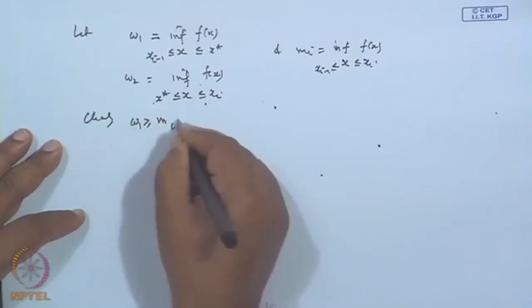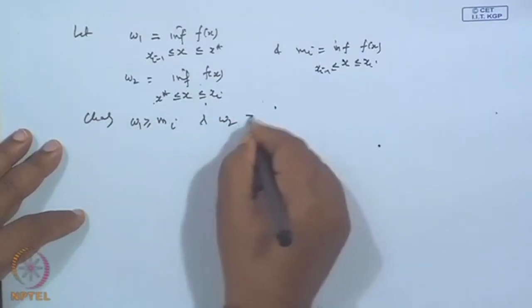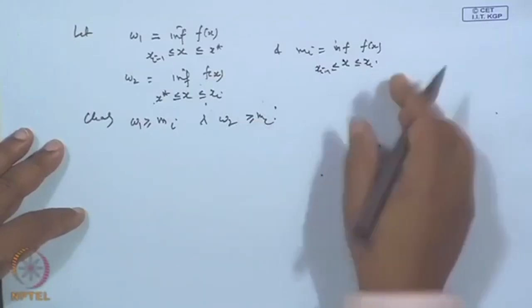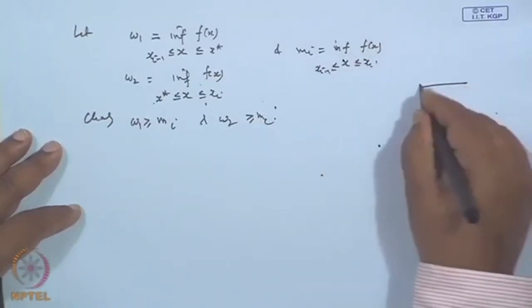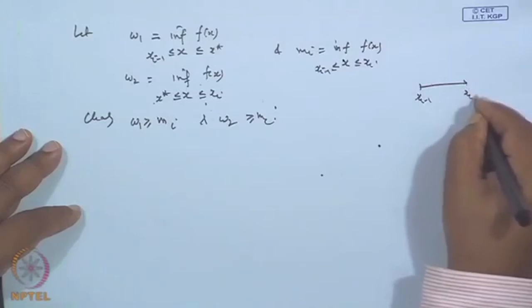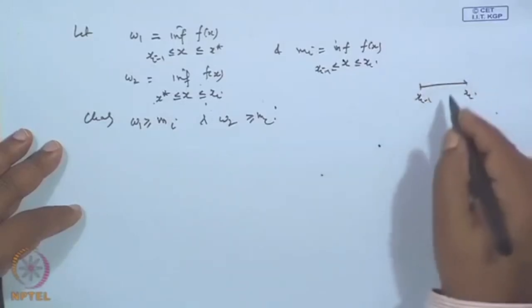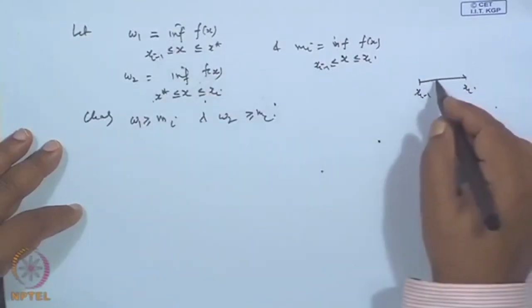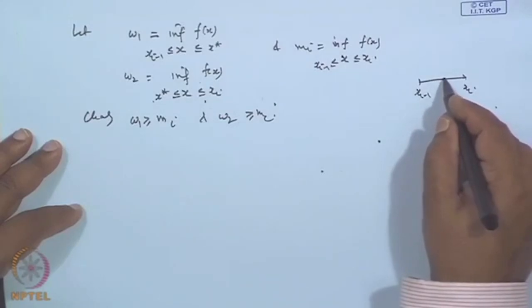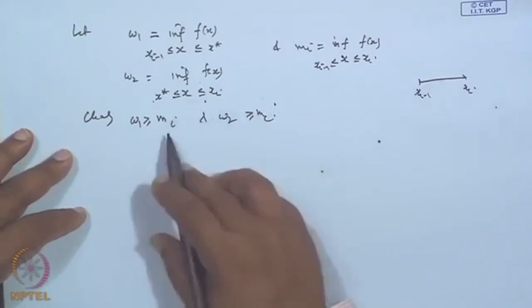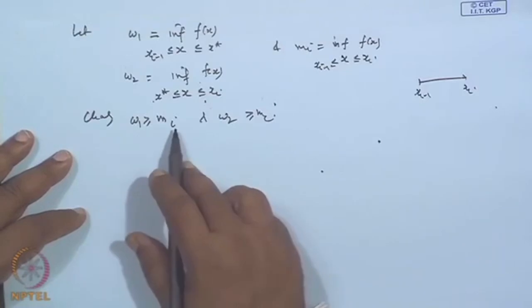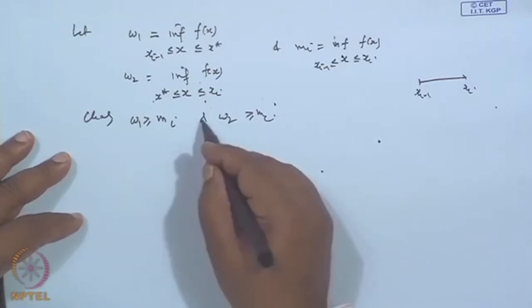W 1 will be greater than or equal to M I, and W 2 will also be greater than or equal to M I, because this M I is taken over the whole interval x I minus 1 to x I as the infimum value, and then these are the infimum values over the partition of this sub interval. So, obviously, this infimum value may be more. So, W 1 is greater than or equal to M I, W 2 is greater than or equal to M I.